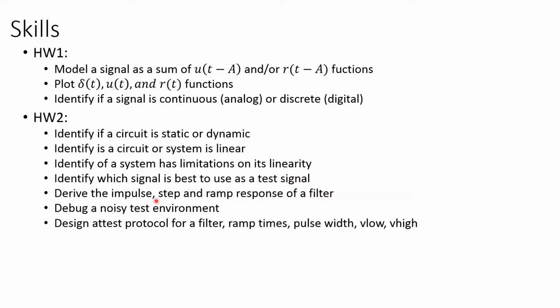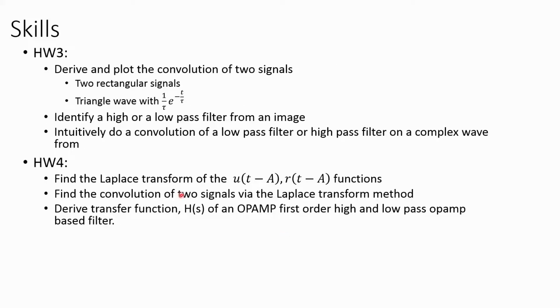And then you're going to start to learn how to test these things. That means you have to derive impulse, step, and ramp responses to filters. And then I have a high level question in there about debugging a noisy test environment, and then design a test protocol for a filter: ramp times, pulse width, high, low, the starting value of the input, the ending value of the input. Homework 3, derive and plot out convolution of two signals. We have a rectangular and then a kind of a low pass impulse response here. Identifying whether you have a high or low pass filter from an image, and then intuitively do a convolution of a high or low pass filter on some complex waveform.